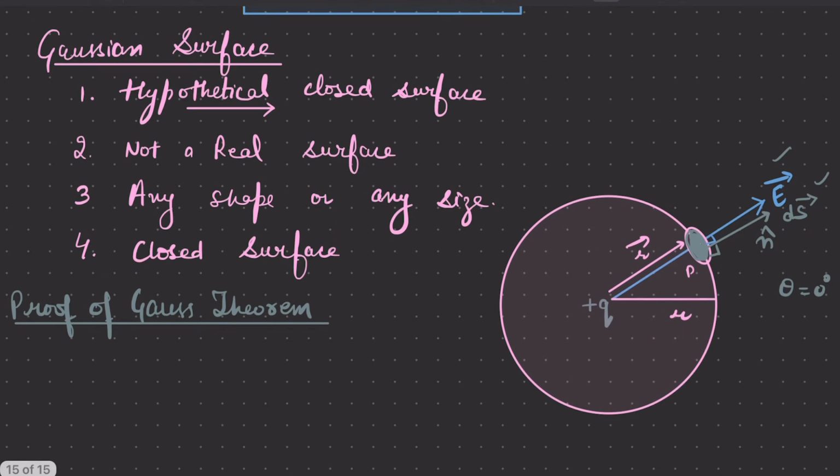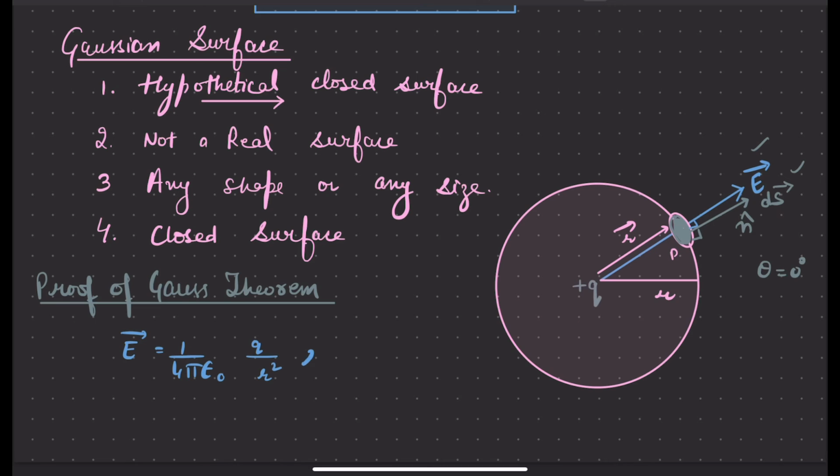First of all, I need to write down the value of electric field intensity in vector form, and we know electric field intensity is equal to 1 upon 4 pi epsilon naught, q upon r square. And as I have put the vector symbol over here, I need the direction, and the direction will be indicated with r cap. So this is my equation number 1.